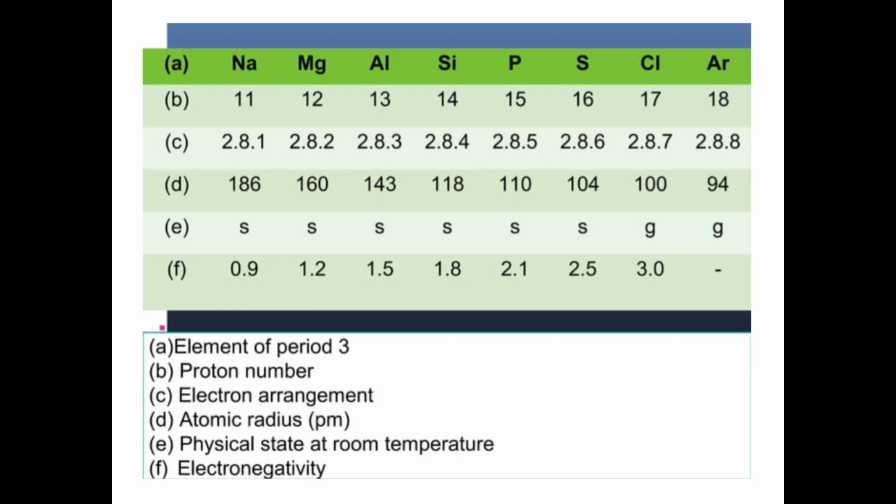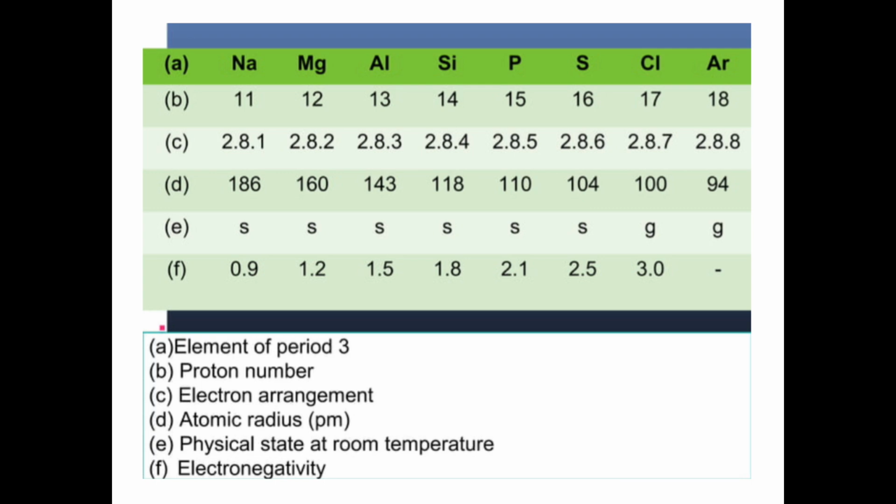Okay, let's also look at a few other properties. We have looked at the proton number, we have looked at the elements, we have looked at the electronic arrangement. Now let's look at the atomic radius in terms of numbers. We have talked about the size and the radius in terms of the structure. Now the atomic radius here is measured in picometres. You will see that as you are moving across the period, it is decreasing. So atomic radius decreases.